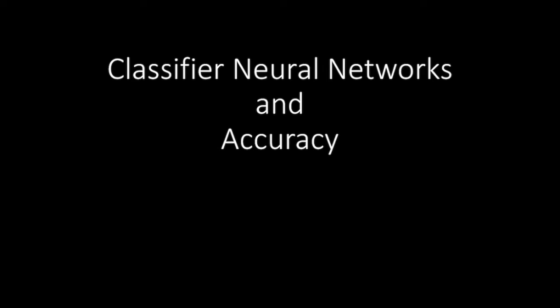Hello, in this video we will discuss classifier neural networks, or in more general terms a prediction model, and how to measure its performance using accuracy. So what is a prediction model? In machine learning, a prediction model F is simply a function that takes an input and outputs a prediction about the input.